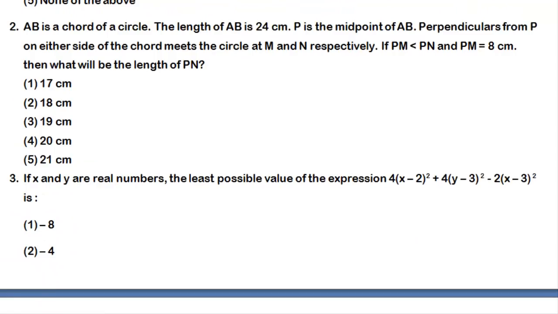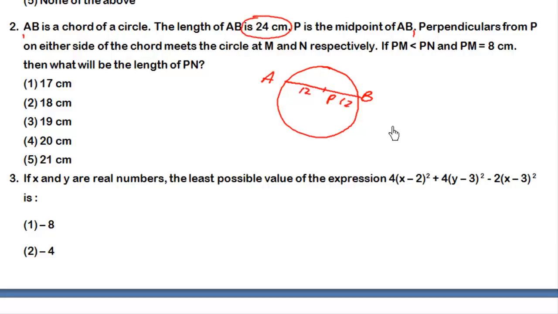So the next question says that AB is a chord of a circle, the length of AB is 24 centimeters, and P is the midpoint of AB. Just by reading till here, we should be drawing a circle and the chord AB. Let this point be A and B, and P is the midpoint of AB. So if P is the midpoint and AB is 24, then these two lengths will be 12 each. That is, AP and PB will be 12 each.